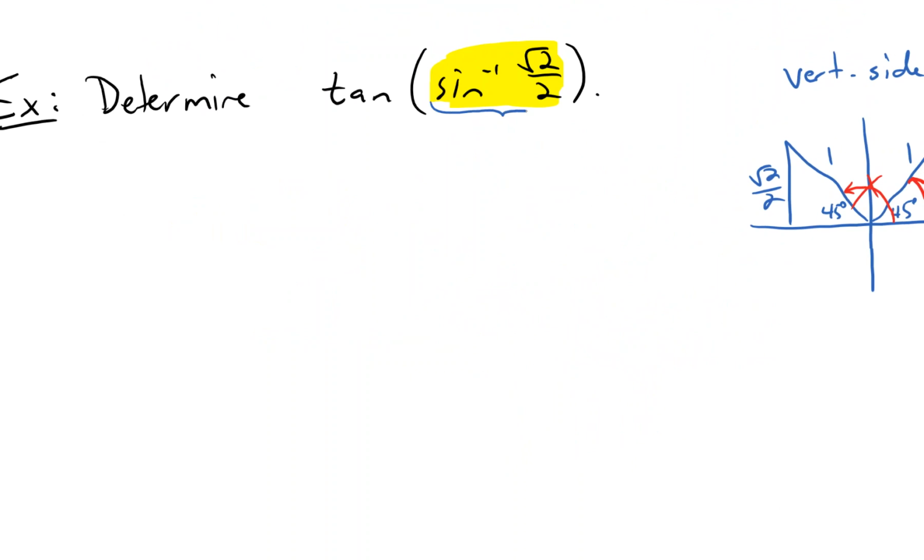So the sine inverse of square root of 2 over 2 is pi over 4. That's the angle it outputs. But I still need to take the tangent of that angle. So now I need the tangent of pi over 4.